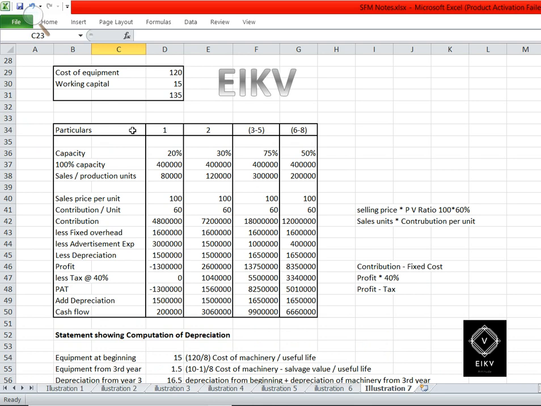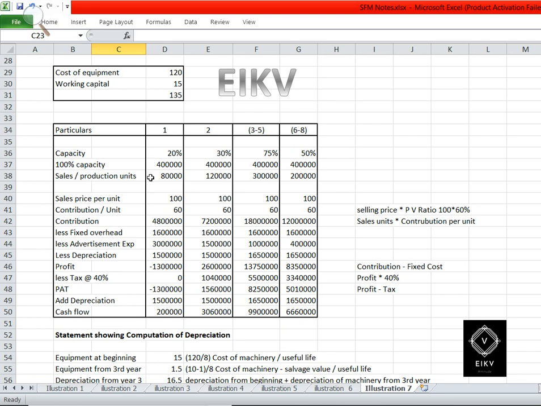Cash flow of this project. For that I have taken the percentage of capacity. In this column we have particulars and first year, second year, 3 to 5 years, and 6 to 8 years. Then I have given here the capacity, and at 100% capacity the company can produce 4 lakh units. Then for the computation of sales or production units, we need to multiply the percentage of capacity by the 100% capacity, which is 4 lakh.